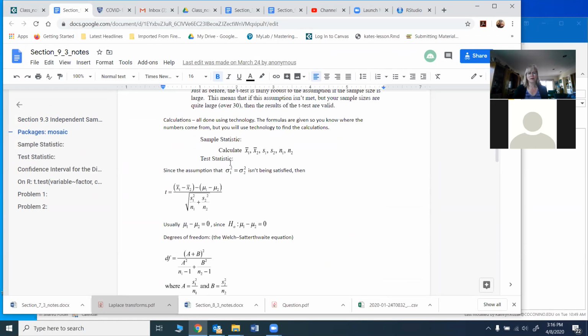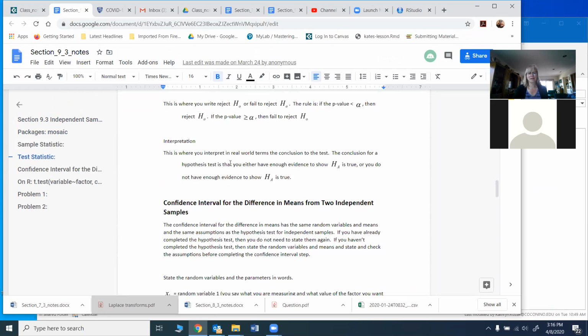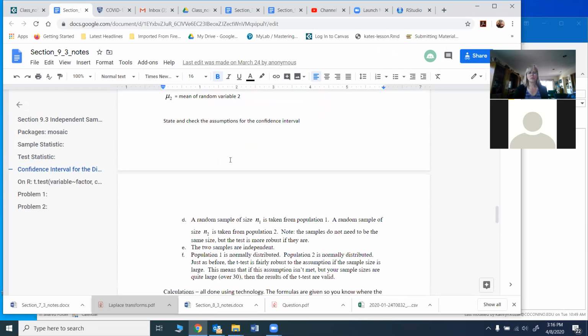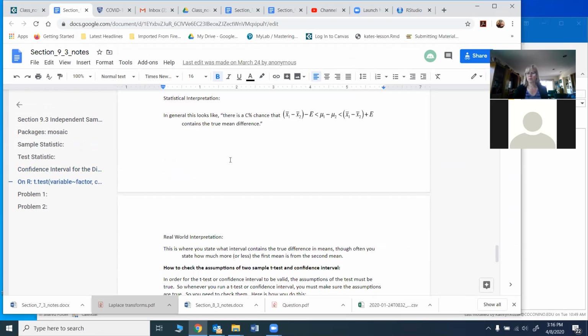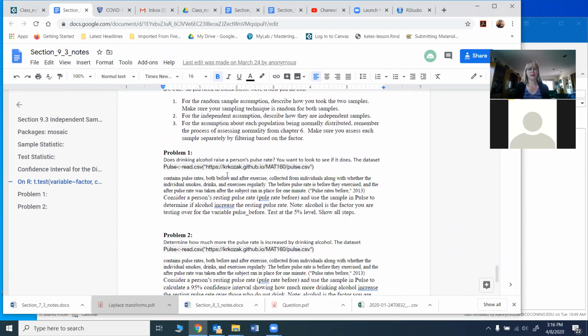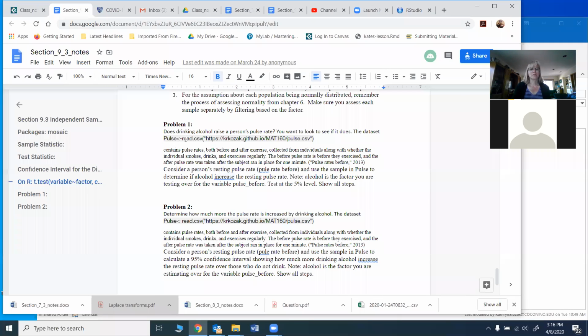This just talks about how you run it. It's kind of the same idea. We're going to go ahead and do an example of this and show you how this works. We'll see if we can finish this up today. So we want to know, does drinking alcohol raise a person's pulse rate? We're going to use that same pulse rate data set we've been playing with, but this time we're going to look at whether alcohol affects the pulse rate of somebody.